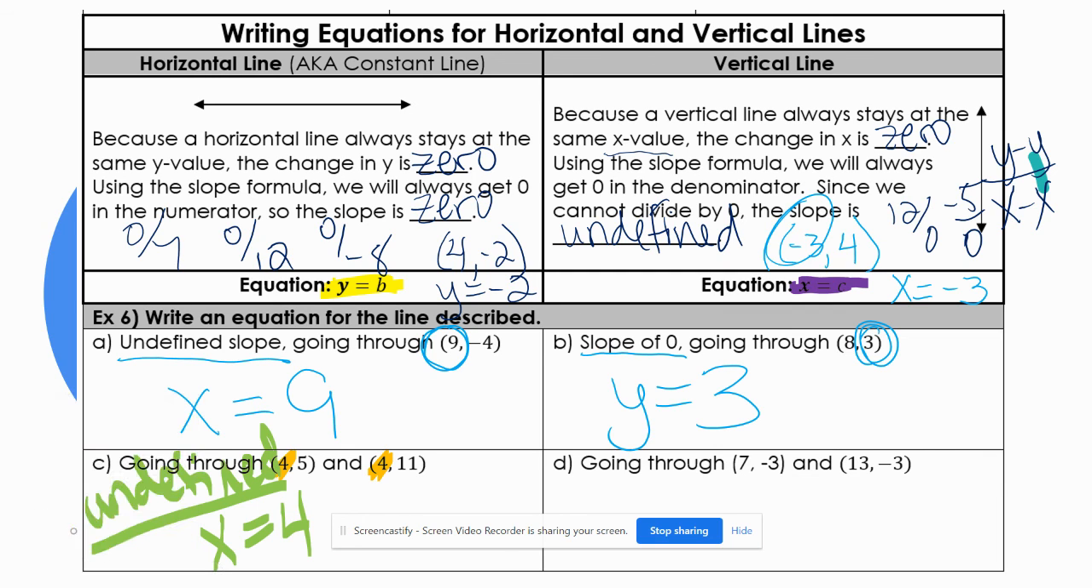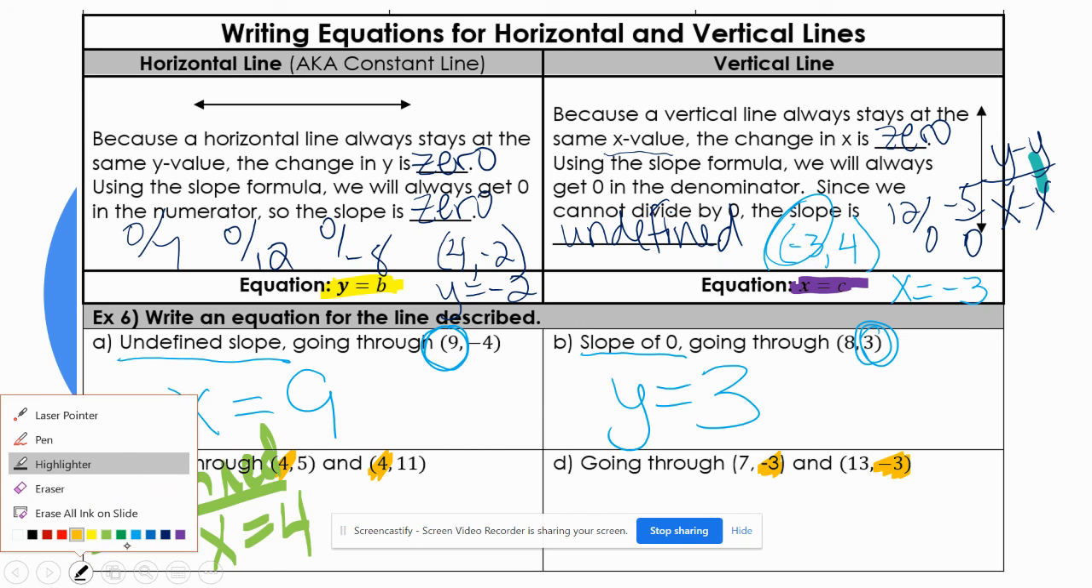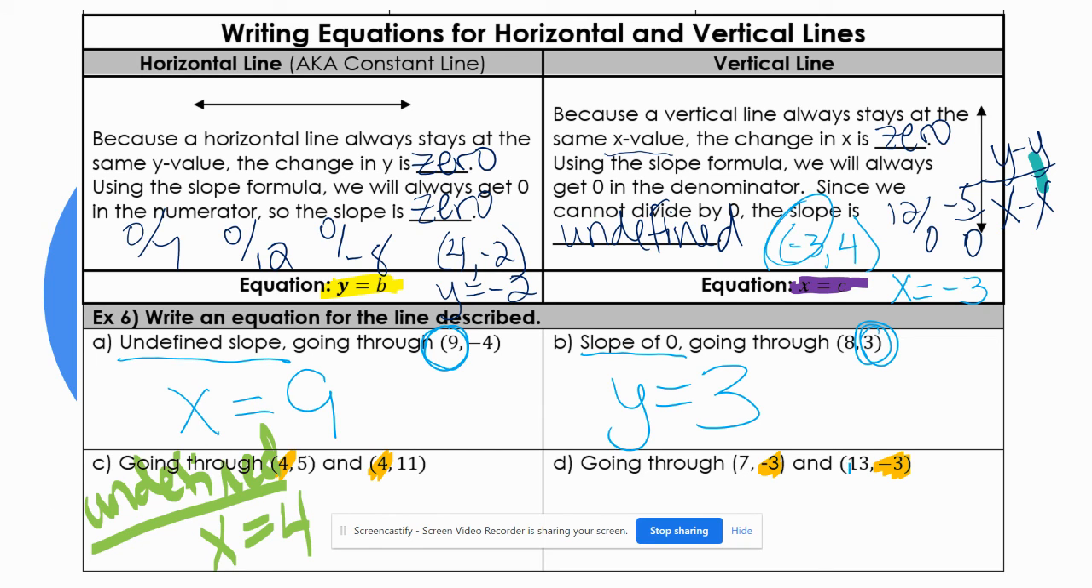If I look at letter D, I notice that my y value is -3 here and my y value is -3 there. Because they're both -3, that means my y is the same. My equation is going to be y is equal to -3. And again, if you would have done slope formula, you would have found that letter C would have been 6/0, which is undefined slope. And you would have found that letter D would have been 0/6, which is 0 slope.